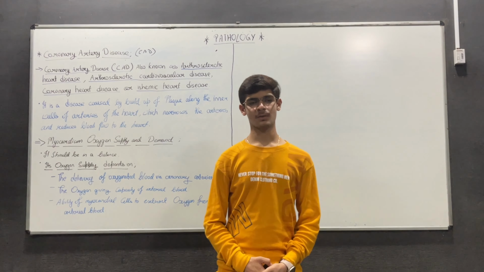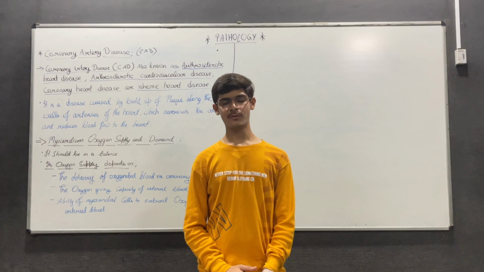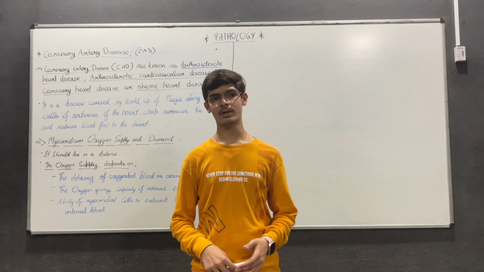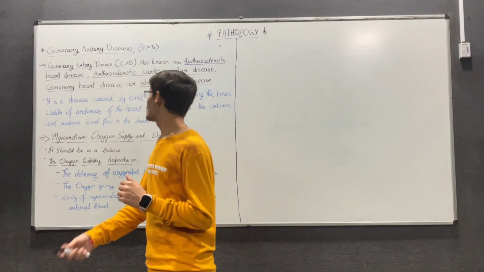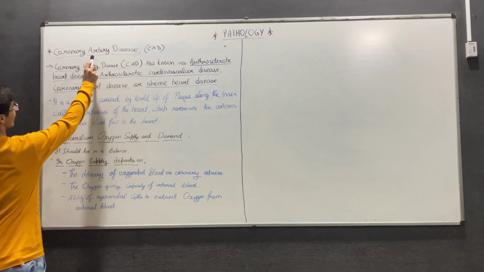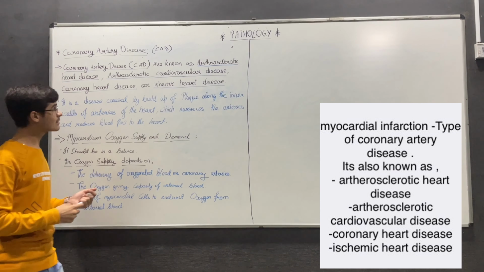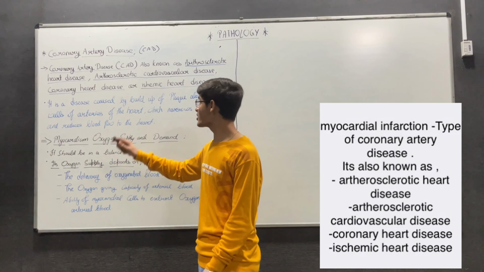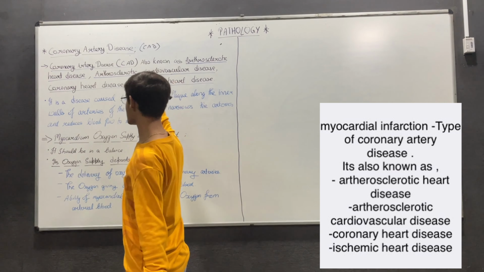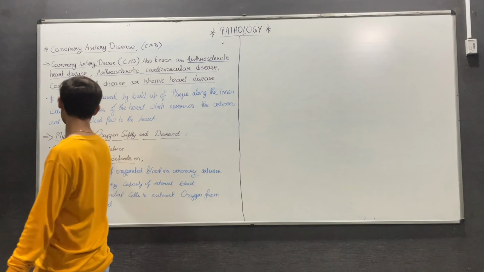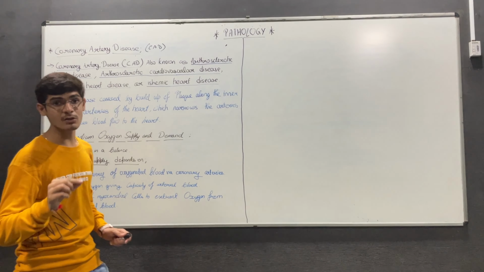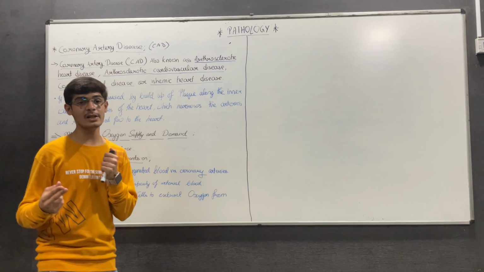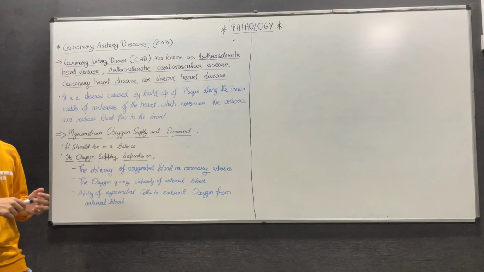So now let's discuss myocardial infarction. Before discussing it, let's see which kind of disease it is and what is happening in it. Myocardial infarction is a type of coronary artery disease. Coronary artery disease is also known as atherosclerotic heart disease, atherosclerotic cardiovascular disease, ischemic heart disease, or coronary heart disease. This disease is caused by buildup of plaque along the inner arteries of the heart, which narrows the artery and ultimately leads to reduced blood flow to the heart.